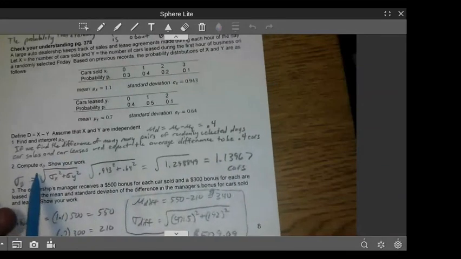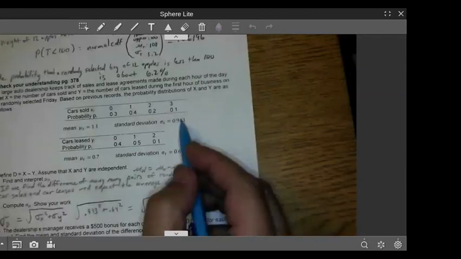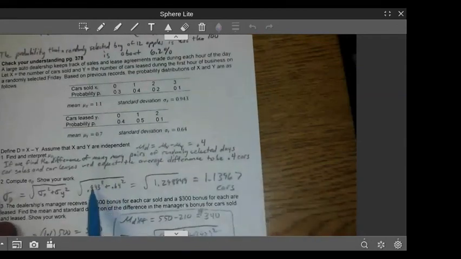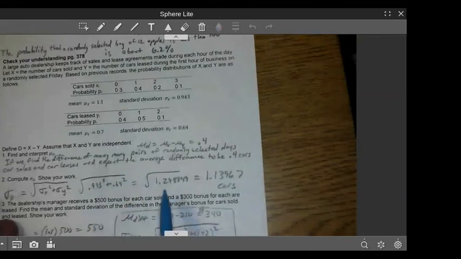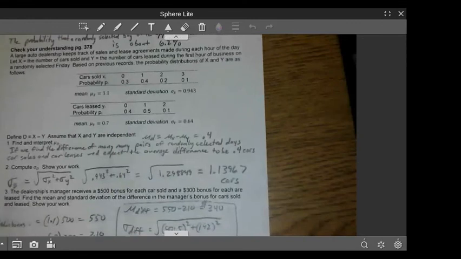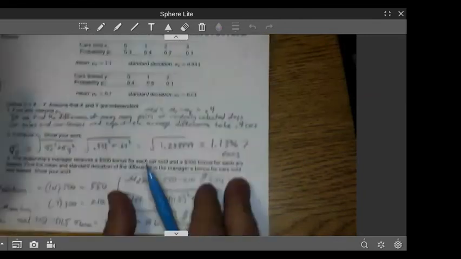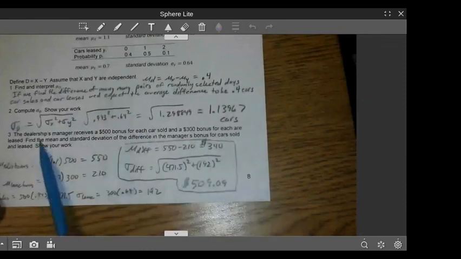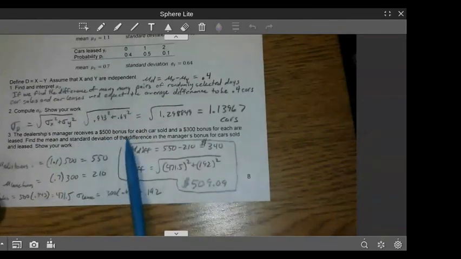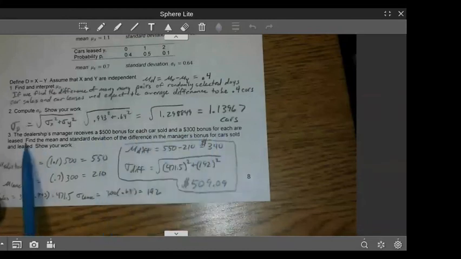All right, what about standard deviation? They gave us this, and I'm getting these right from here. You can't add the standard deviations. You add the variances and then convert back into standard deviation. You have to be able to do that. If you don't know how to do that on the AP exam, you will miss an FRQ question and a multiple choice question, guaranteed. The next one says they receive a bonus of $500 for each car sold and $300 for each lease. Find the mean and standard deviation of the difference of the manager's bonus for the cars sold and leased.